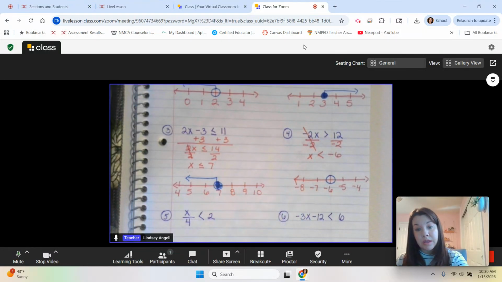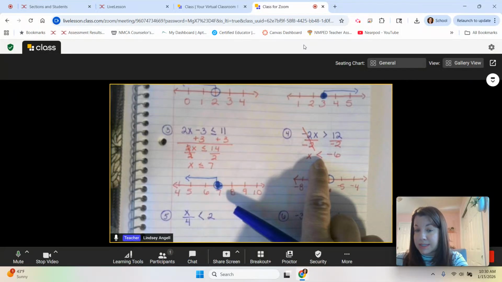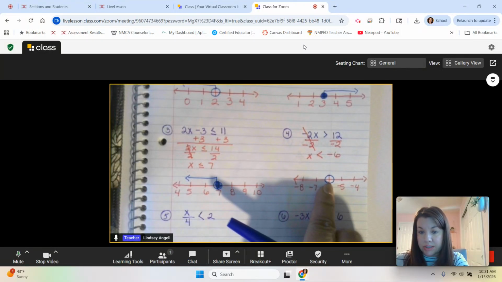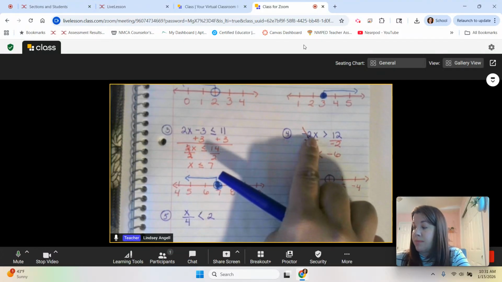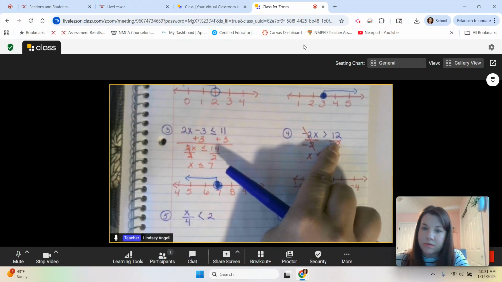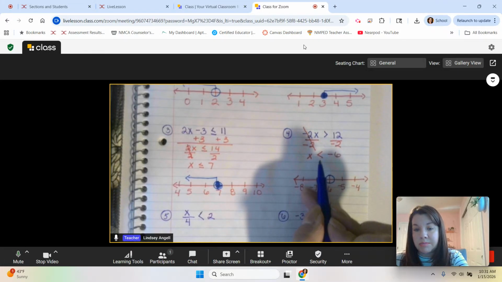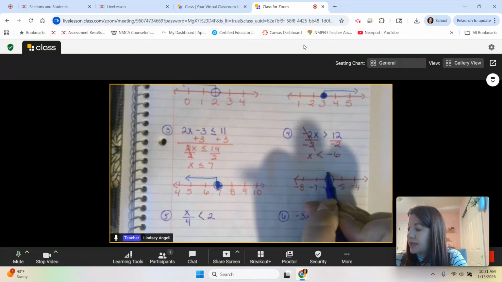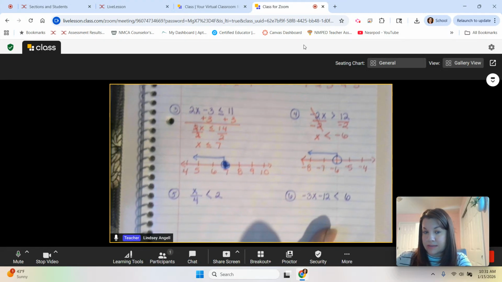Okay. Now, this is a good one to test too. First off, we have just less than, so we don't want to color in our circle. But let's test it. What happens if we put -6 into the original problem? -2 times -6 is +12. Is +12 greater than 12? No. So it doesn't work. That's why we're not going to color it in. And our symbol looks like this end of the number line, so that's the direction that our arrow is going to face. Okay? So hopefully that makes sense.